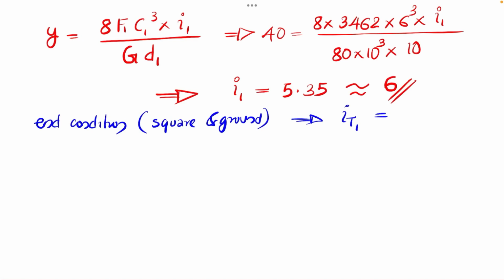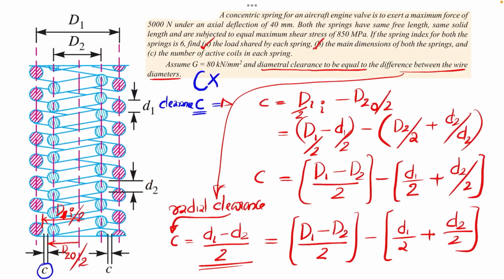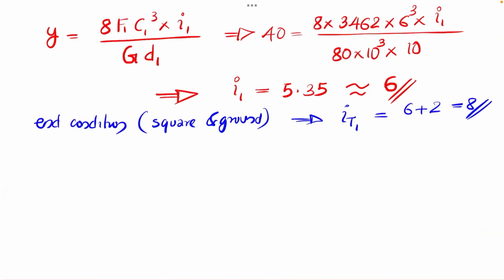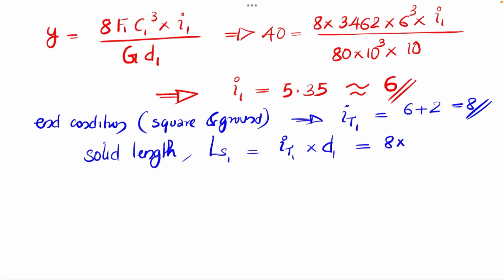Then we have the total number of coils for the outer coil. That means I1 is 6, then IT1 will be equal to 6 plus 2, so we will be getting 8. So this is the total number of coils. In the question it was mentioned that the solid length of both the outer and inner coil are the same. So if the total number of coils is IT1, then we can find the solid length. The solid length of the outer coil, LS1, will be equal to the total number of coils into the wire diameter.